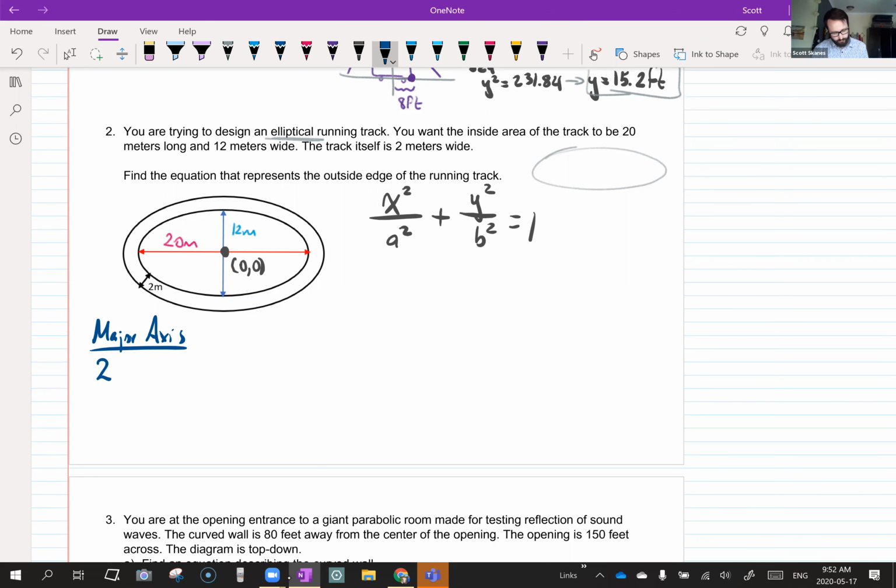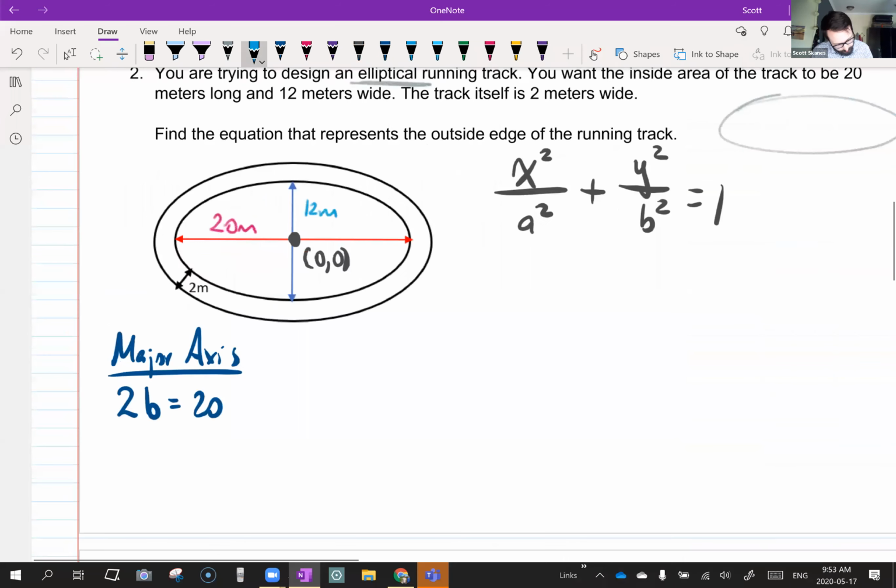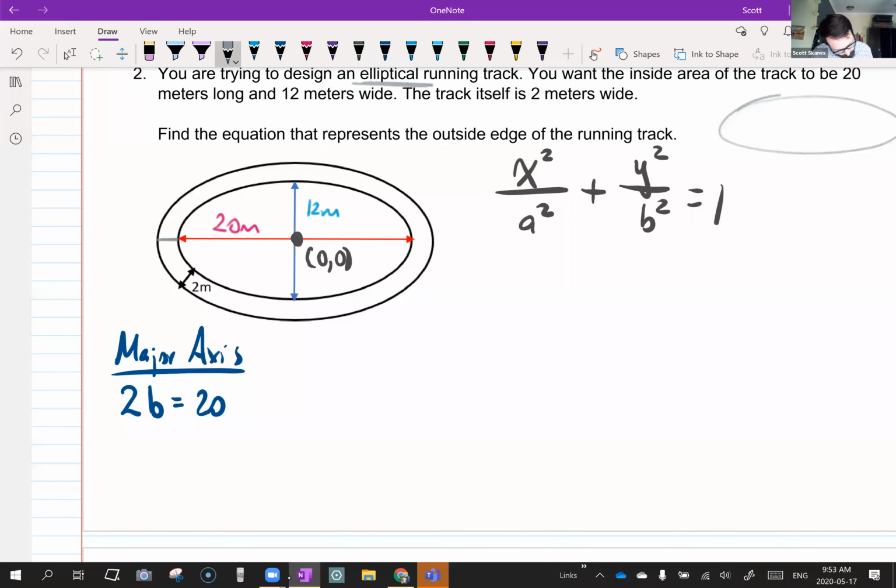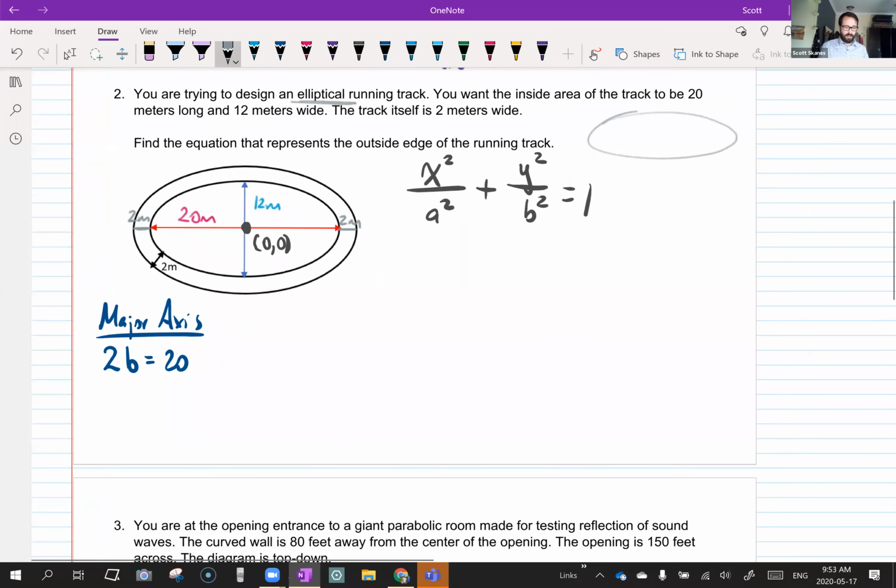So 2b is going to be 20, but there's an extra distance on each side. Let me be clear here. This is an extra 2 meters. And this is an extra 2 meters. So really I need to add not just 2, I need to add 4. And that's why this question is slightly different, but it's actually easier in a lot of ways. So be careful, it's a tricky one.